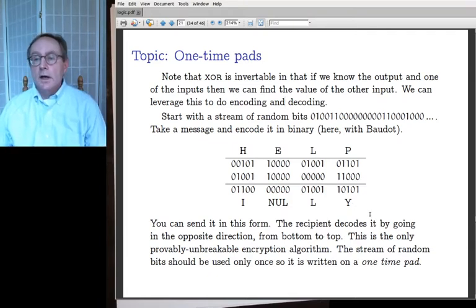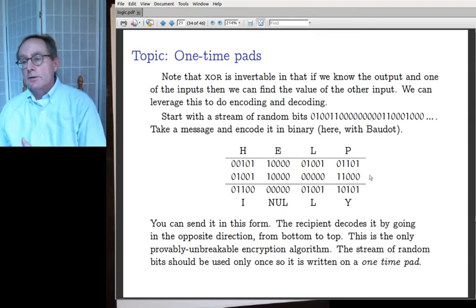The person at the other end is able to go in reverse, just as we just described. The person at the other end can say to themselves, okay, I is 0, 1, 1, 0, 0. Going in reverse, if the output is 0 and the second thing was a 0, I know the input must have been a 0. If the output is a 1 and the second thing was a 1, I know the input must have been a 0.